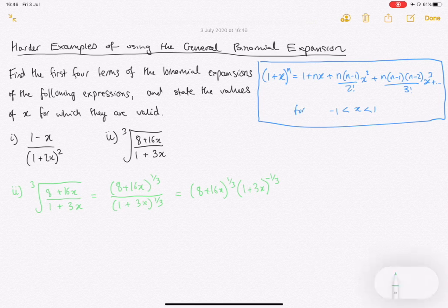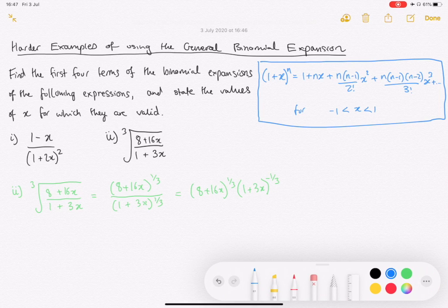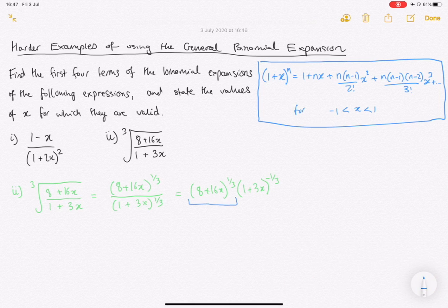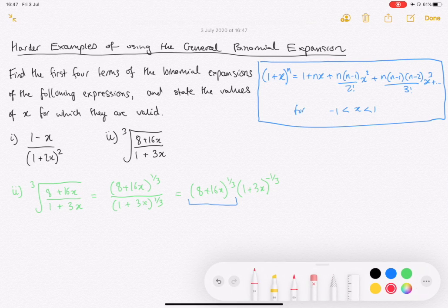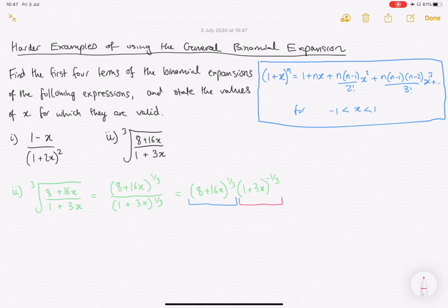Well, notice what we're going to have to do here is we're going to have to do two binomial expansions. We're going to have to expand this expression out here, and we're also going to have to expand this expression out here. And then we're going to have to multiply the two results. So let's start by multiplying out the right-hand one.